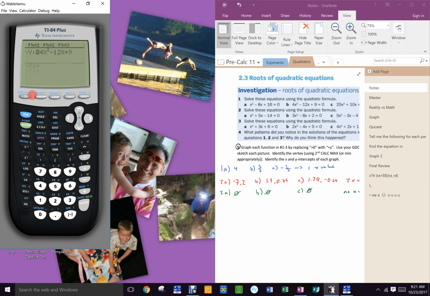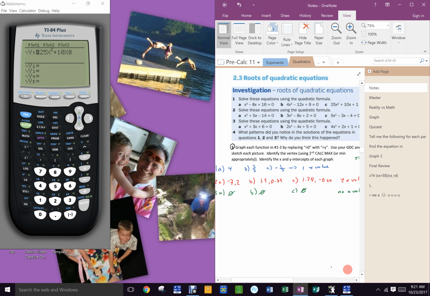So go to graphing, clear it off, and enter C. 25x squared plus 10x. Was it plus 1 or minus 1? I can't remember. Plus 1. Graph. And notice it makes a really little skinny one. Is everybody good?